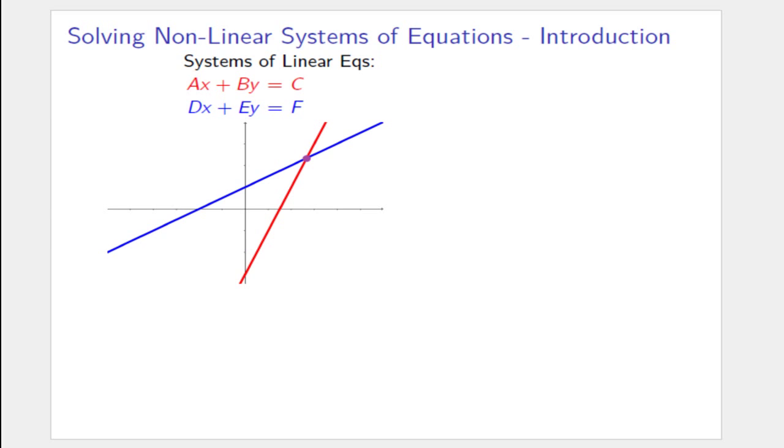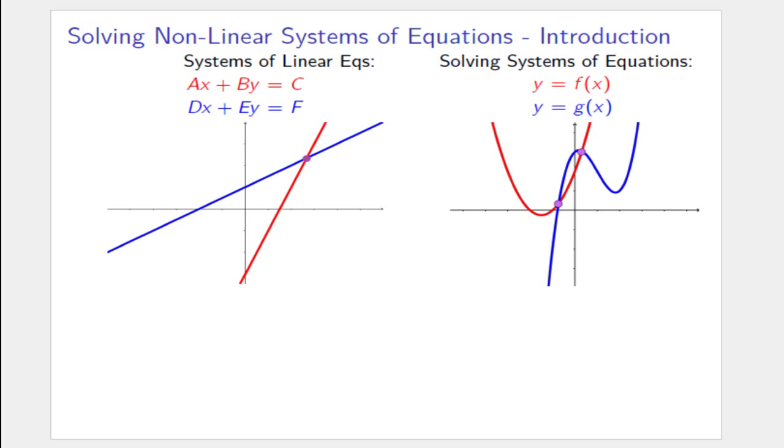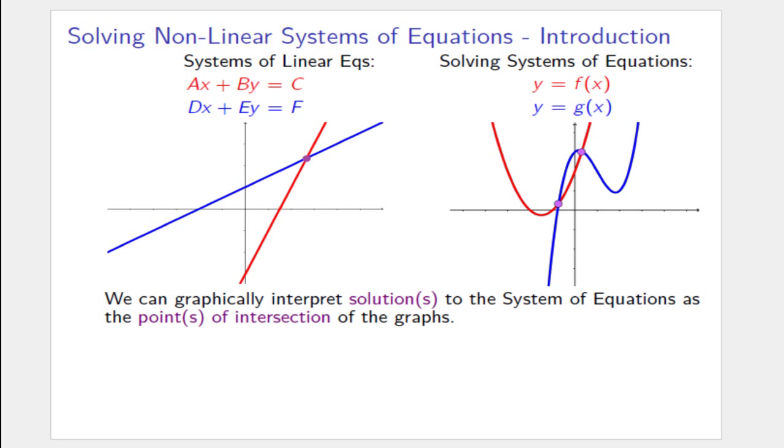As with solving systems of linear equations, where the solution is the point of intersection, when we solve systems of equations of any form, y equals f of x and y equals g of x, their graphs may intersect as well, and we can graphically interpret solutions to the system of equations as points of intersection of the graphs. If the graphs don't intersect, we simply don't have any solutions to the system of equations.